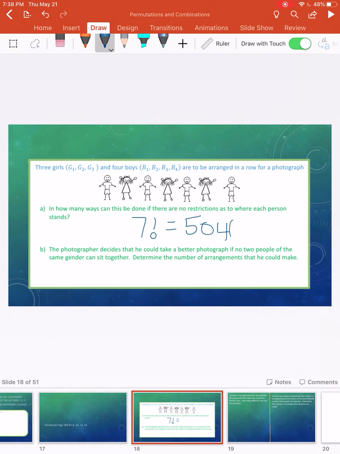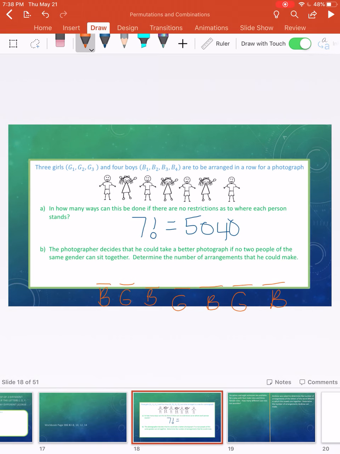Okay, so now it says the photographer decides that he could take a better photograph if no 2 people of the same gender can sit together. Determine the number of arrangements that he could make. So in this case, I know that in order for no gender to sit beside each other, I'd have to have boy, girl, boy, girl, boy, girl, boy. Right? The boys would have to go first in order for you to be able to alternate them.